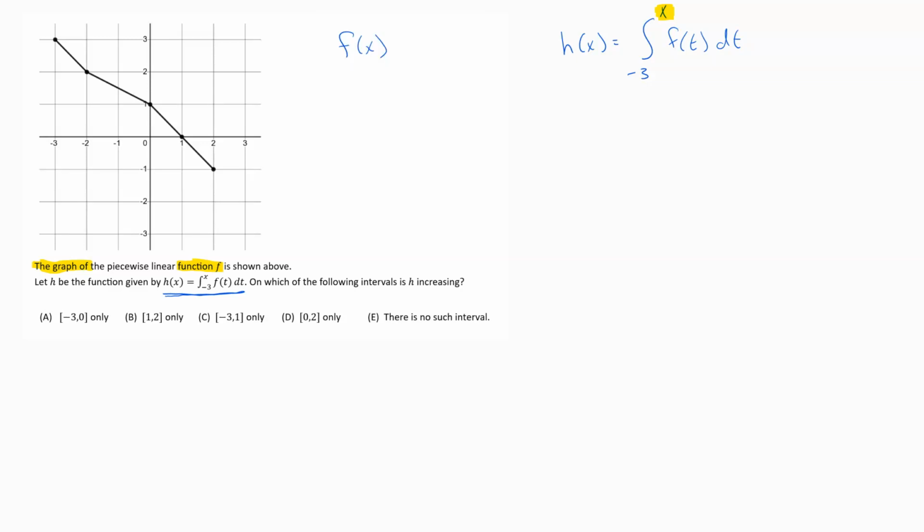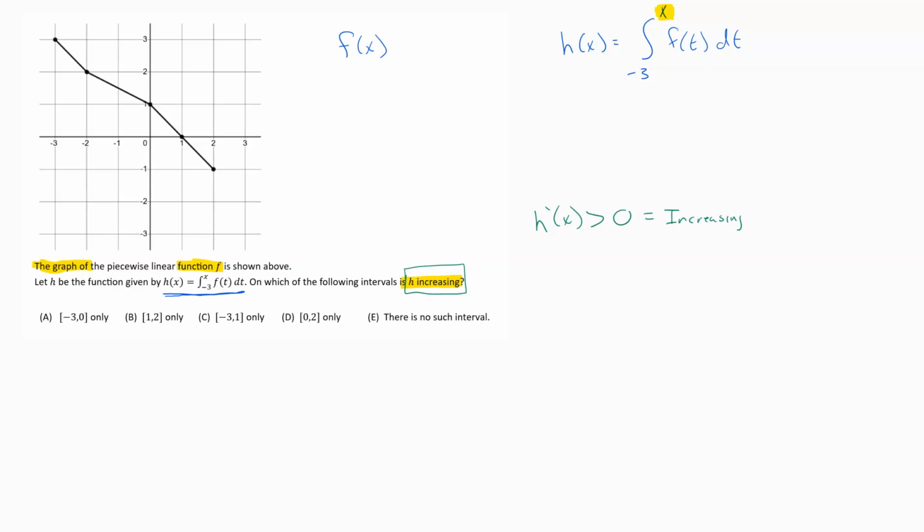Then from there it wants to know on which of the following intervals is h increasing. So h increasing, what the connection you've got to make with increasing is first derivative is positive, greater than 0. That's what it means for a function to be increasing. And then you say to yourself, well, how am I supposed to figure out what's happening with h prime when I'm looking at the graph of f of x?